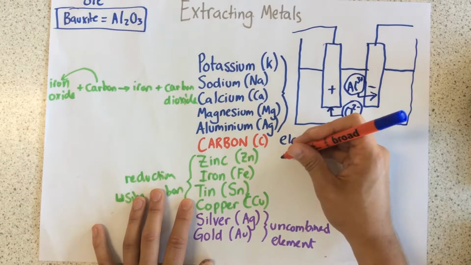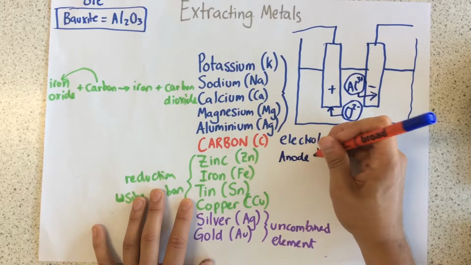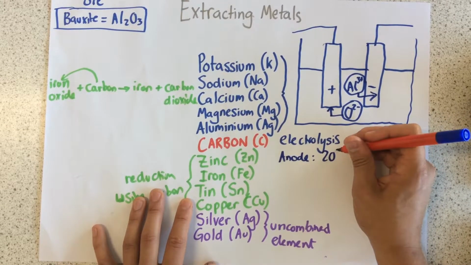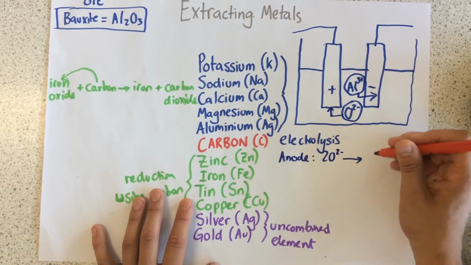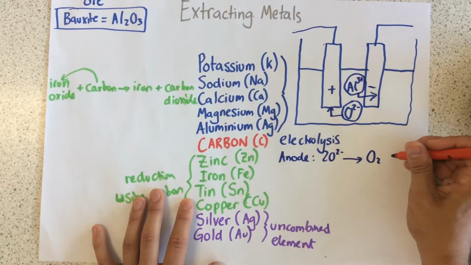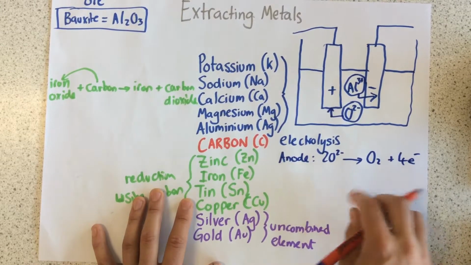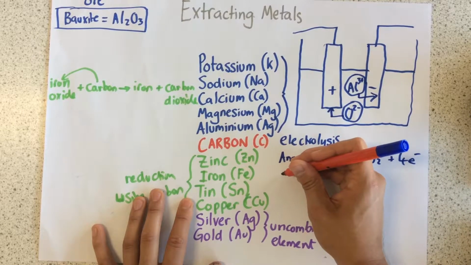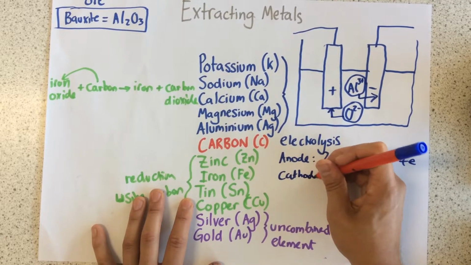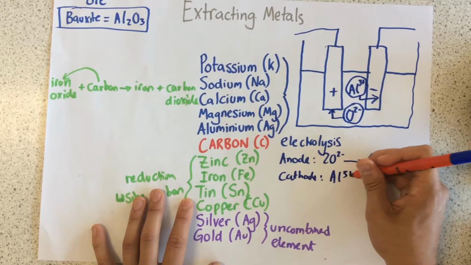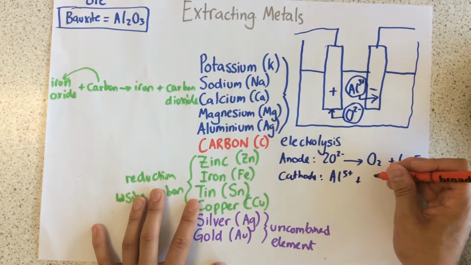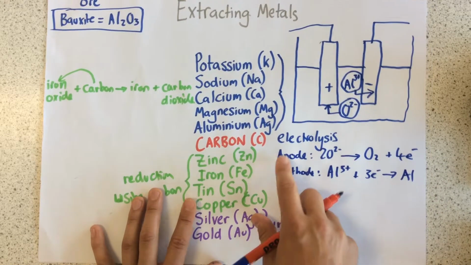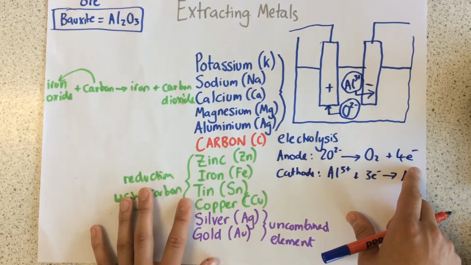So I'm just going to show real briefly the reaction that's going to happen here, because at the anode our oxide ions are going to form oxygen, and we're going to lose some electrons here. And at the cathode, we start off with our aluminium ions, and they are going to be reduced. They're going to gain electrons to form aluminium. Now, I've gone through that bit really briefly. If you want to learn more about this, please watch the video about electrolysis.